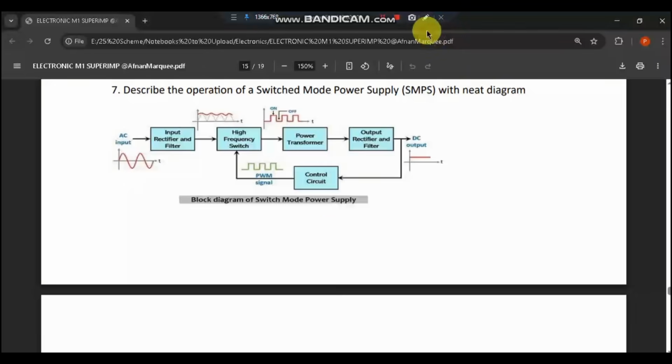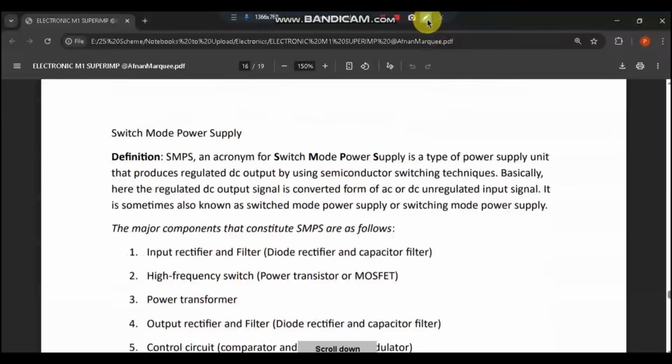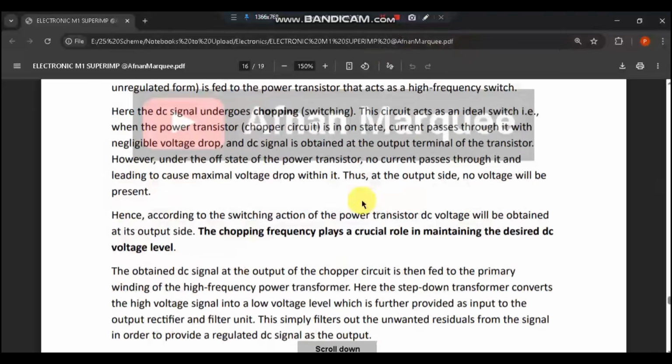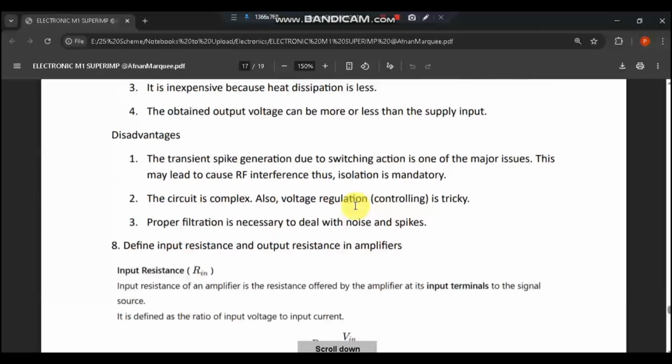So the whole operation is nothing but making the conversion of an unregulated input signal to a regulated DC output signal. The major components are the input rectifier and filter, high frequency switch, power transformer, output rectifier and filter, and control circuit. Just as I explained, those same things are present here. You can just go through it once.